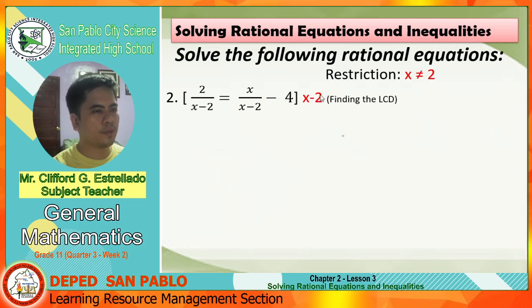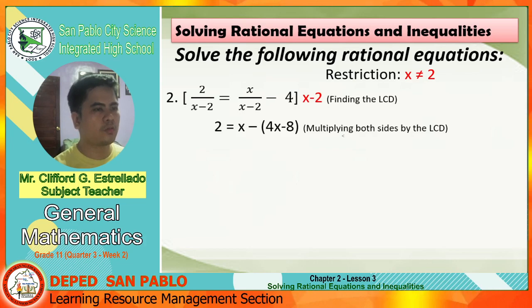Then we have x minus 2 divided by 1 is x minus 2. So we will multiply it by negative 4. So it will give us 2 is equal to x minus, okay, we have here 4 times x is 4x, and 4 times negative 2 is negative 8. Okay, next, we need to remove this grouping symbol, the parenthesis.